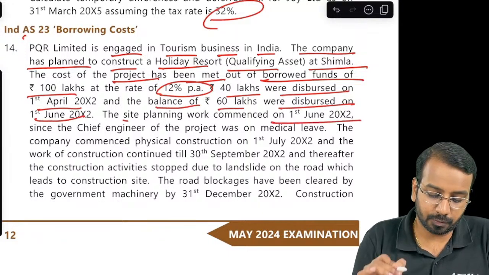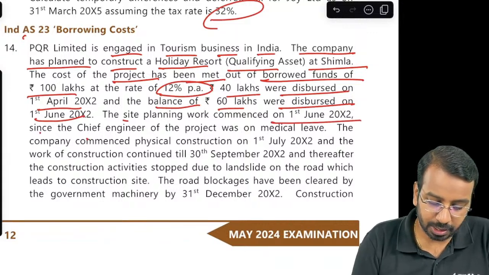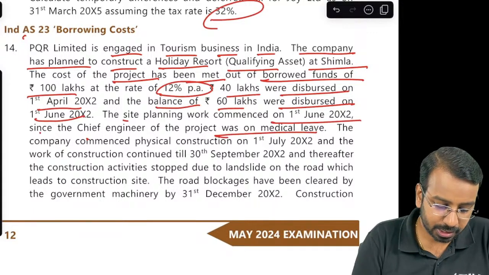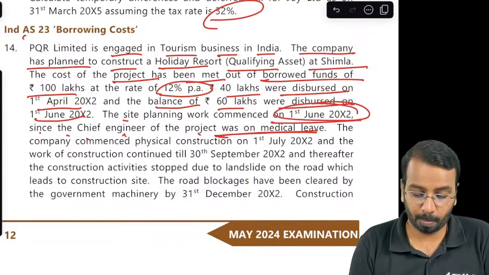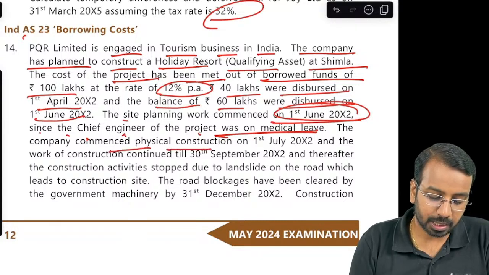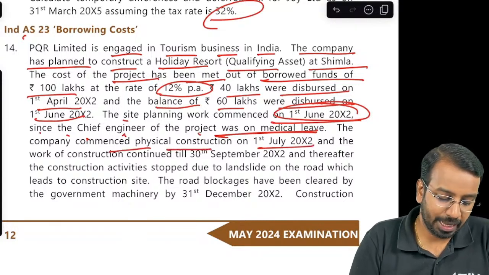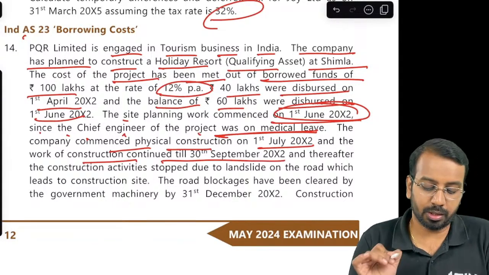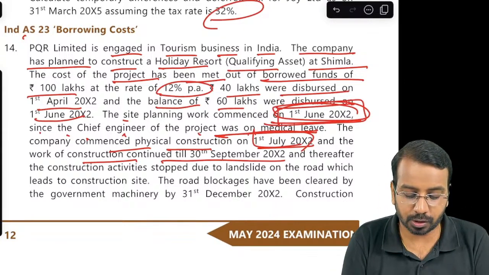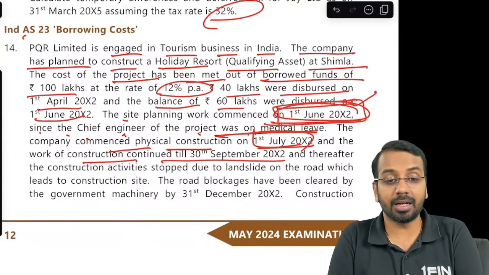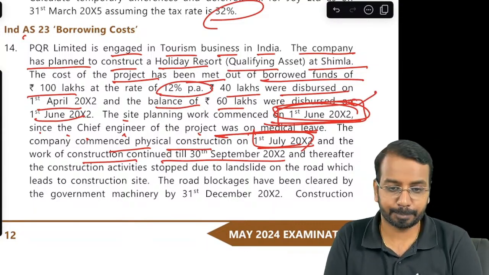Site planning commenced on 1st of June. Since the chief engineer of the project was on medical leave, actual work started on 1st of June. The company commenced physical construction on 1st of July and the work of construction continued till 30th September. So when did they start construction? 1st of July. But work actually started on 1st of June. So this becomes our effective date for capitalization, right?